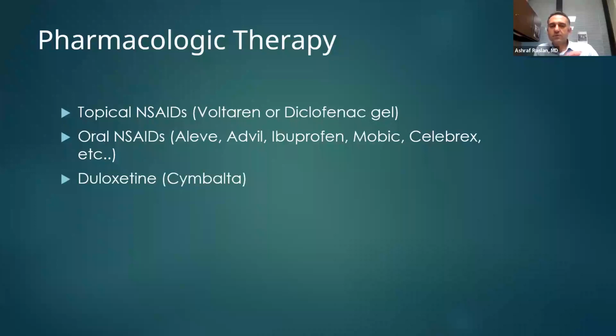Now, for people who have contraindications or cannot use the oral anti-inflammatories, duloxetine or Cymbalta is actually a good option. It is an antidepressant, but these days it's used more for pain management than depression. It is an effective medication especially for people who have knee osteoarthritis or sometimes lumbar spine osteoarthritis. So it definitely could be used. And remember, it's an antidepressant, it decreases nerve pain.